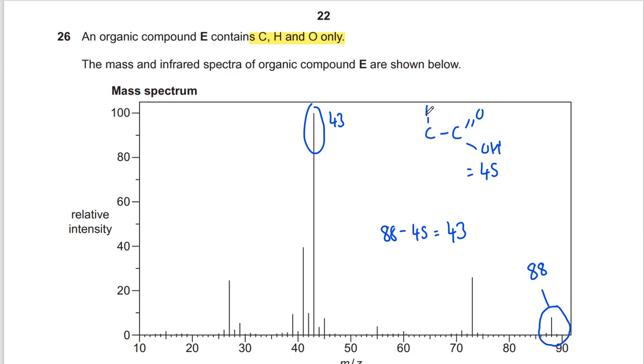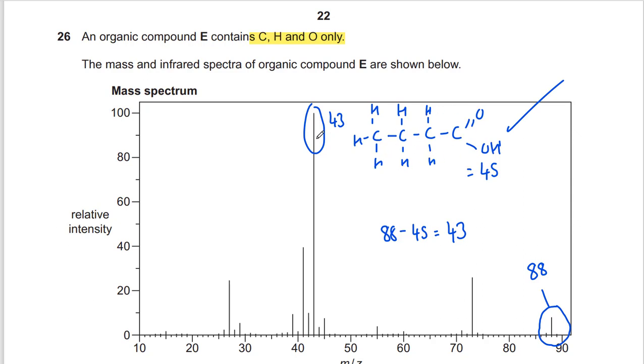Okay, so if I add a CH2, that's 14. Okay, that takes me down to 29. If I add another CH2, that takes me down to 15. And then a 15 remaining means I have a CH3 group, 12, 13, 14, 15. And therefore, my answer is going to be butanoic acid.